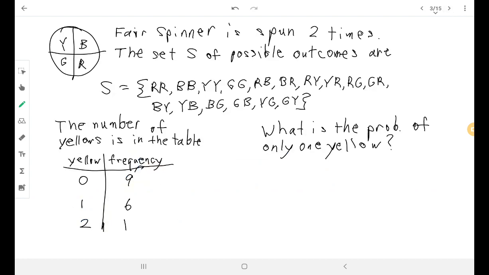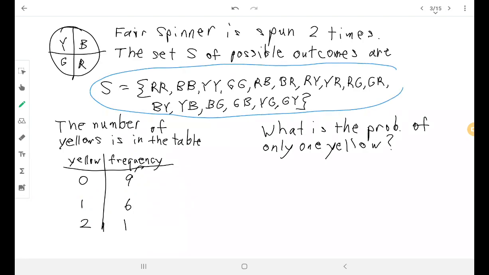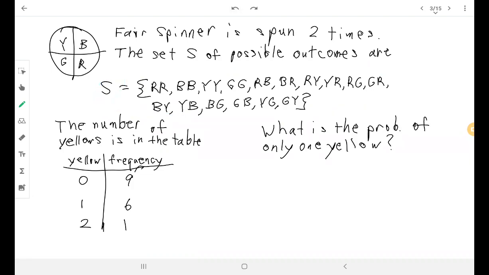Okay. So let's talk about this fair spinner idea again. So right here is the set, which we're going to call S, capital S, of all possible outcomes if I spin it twice. Okay, I spin it, record what I get, spin it again, record what I get, and that's one trial. So I could have red, red, blue, blue, yellow, yellow, green, green, red, blue, blue, red, red, yellow, and so on and so on.